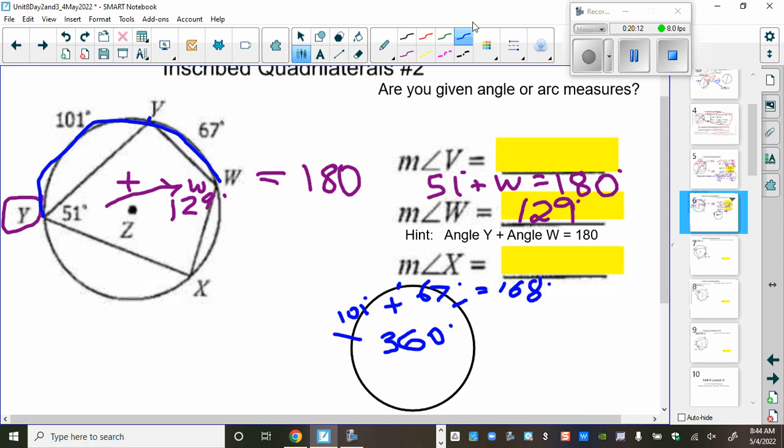Bingo. So this remaining amount right here, from here all the way here, and this again is kind of a review of what we've been doing, it's going to be 360 minus 168. So you'd have to subtract 360 minus 168. So let's do our subtraction. What's 360 minus 168?